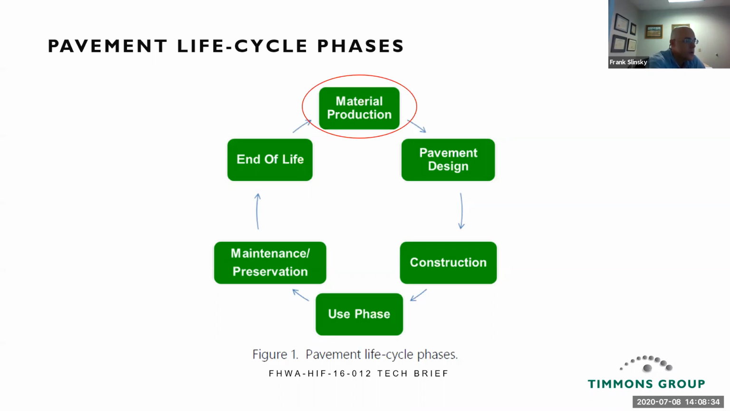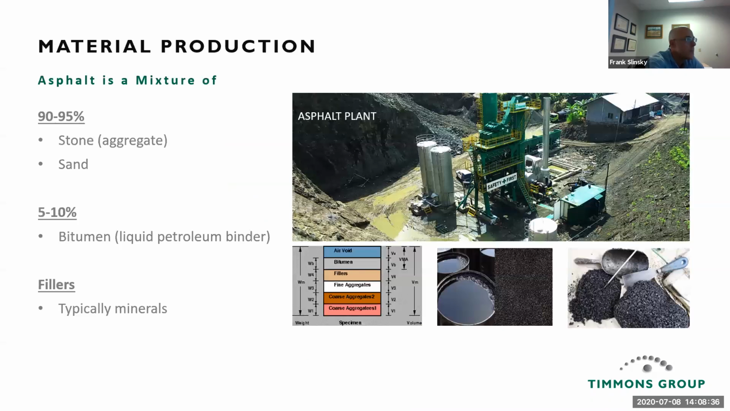So let's start with material production. Asphalt is made in an asphalt plant. It's a mixture of 90 to 95% stone or aggregate and sand. It also consists of 5 to 10% bitumen or liquid petroleum binder and fillers, which are typically minerals.